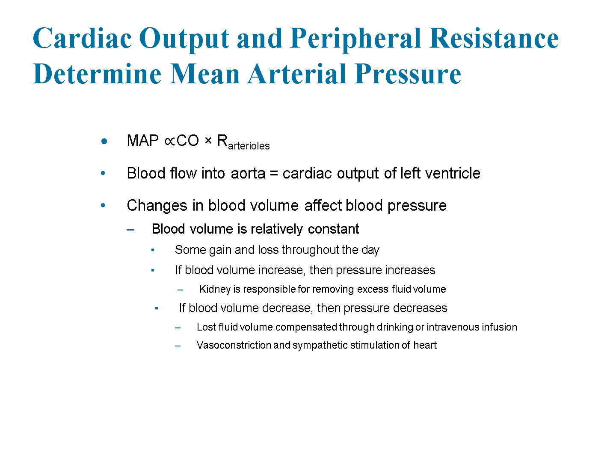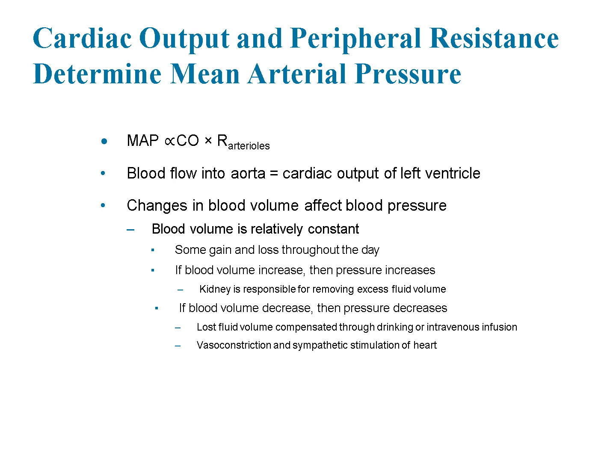Mean arterial pressure, which represents the average pressure in the arteries, is determined by two primary factors: cardiac output and peripheral resistance. The relationship between these factors can be expressed as mean arterial pressure being directly proportional to cardiac output multiplied by the resistance of the arterioles. Cardiac output refers to the amount of blood ejected from the left ventricle into the aorta per minute.